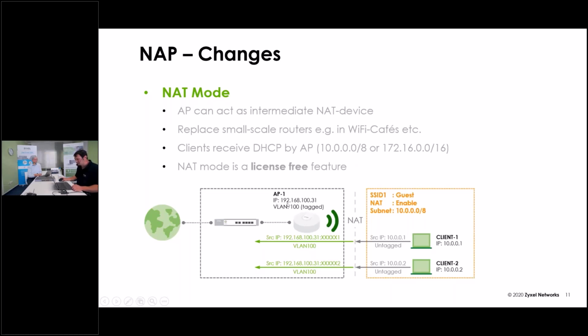If we now look at the IP address of the access point being 192.168.100.31, that does not match any of these networks, meaning that it will choose to give the clients via DHCP an IP address in the 10.0.0.0/8 range. As we can see over here, the clients then get that respective IP address. And the cool thing about this is that NAT mode is an absolutely license-free feature, so you can use it directly on the fly without doing any sort of licensing before.